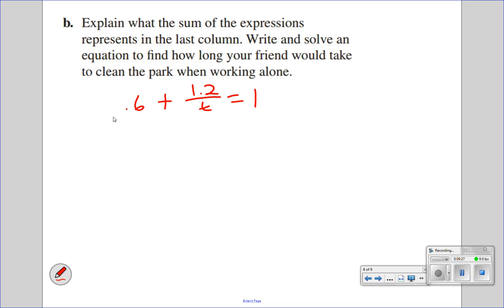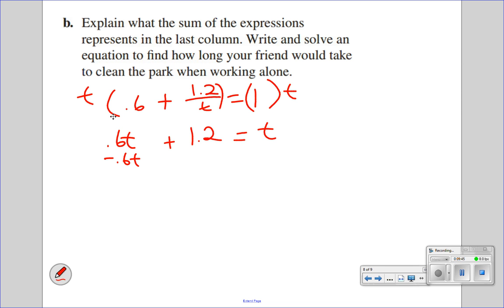Now this should look kind of like the equations we've been solving today. We notice our common denominator is t, so we're going to multiply both sides by t. So we get 0.6t plus 1.2, our t's will cancel out, equals t. Subtract 0.6t, we get 1.2 equals 0.4t, divide by 0.4, t equals 3.